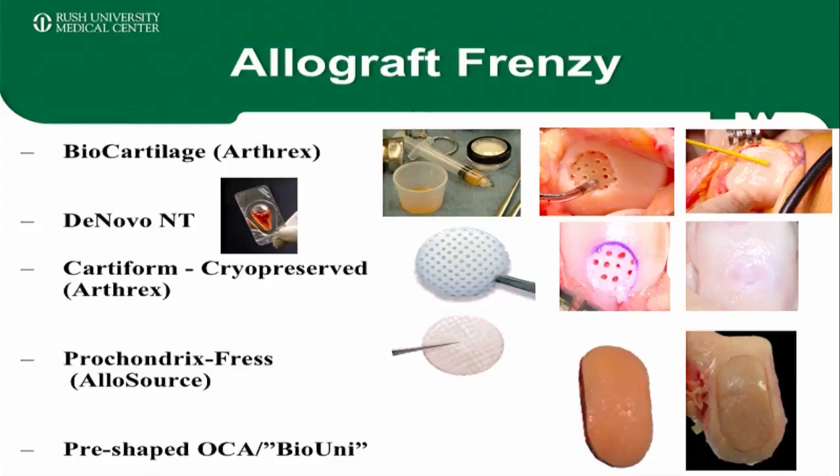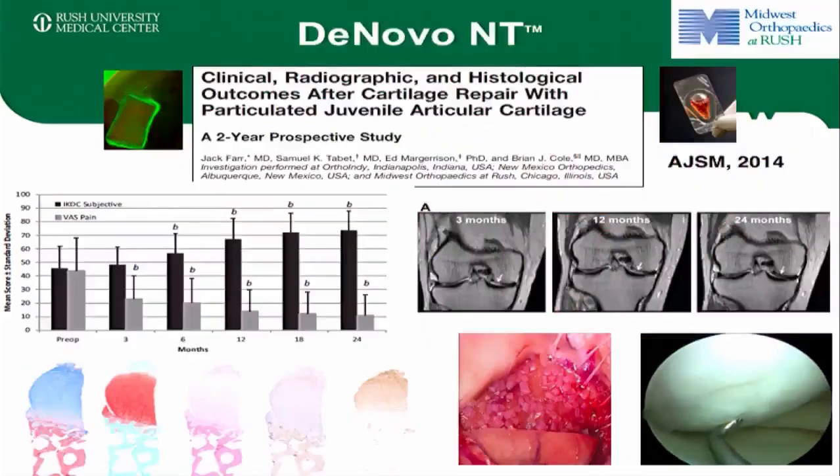Then there's minced cartilage, which can be autogeneic or allogeneic, like DeNovo NT. Then there are surface grafts like Cartiform, ProChondrix. I think I named the only two that are out there. I probably missed something. And then now we have the ability, due to instrumentation, to treat larger areas, the so-called biouni, larger areas of cartilage and bone involvement on the medial side. So this is something we sort of have to sort out in an algorithm.